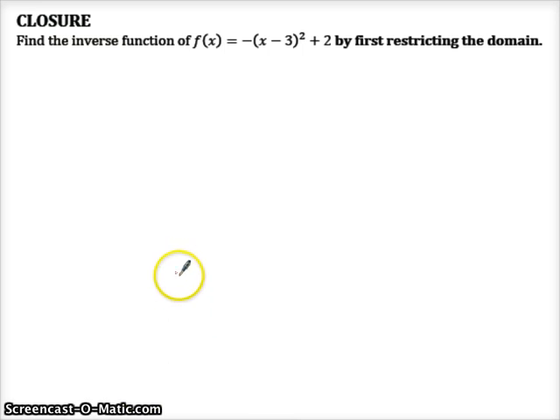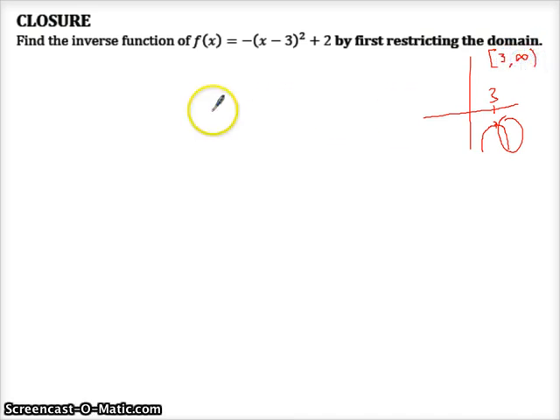And last one, find the inverse of this by first restricting the domain. Okay, the safest and fastest way I know how to do this is still to think about the graph first. So this graph has a vertex at (3, -2), and the parabola is going to open down. If I just want this part of the parabola, I want the domain from 3 to infinity. Okay, so only on that domain.